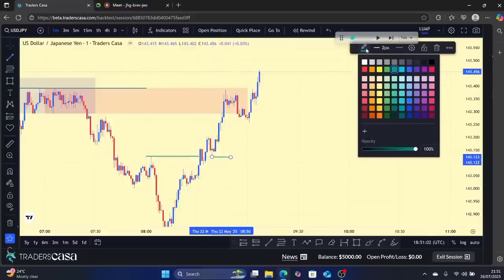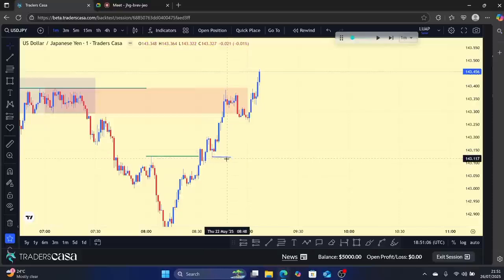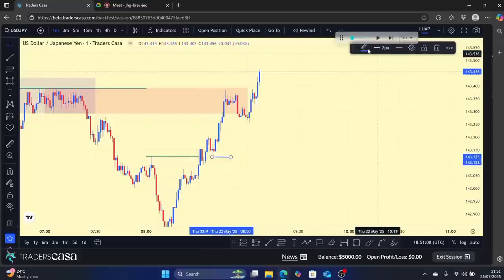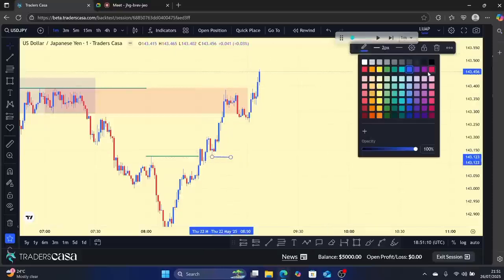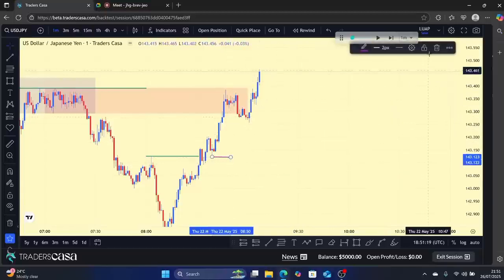Let me change this color to something like blue. You can clearly see that blue is not a great color here. Let me change it to this color. Yeah, you can clearly see that price didn't come all the way breaking past that end.